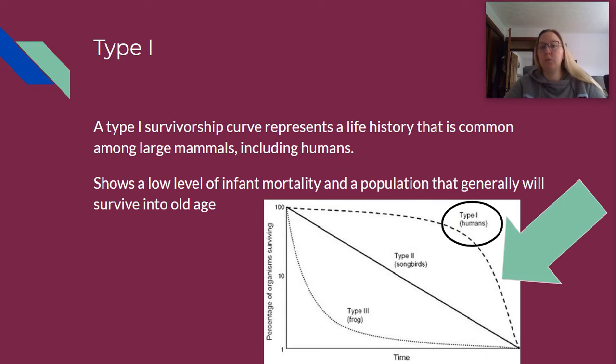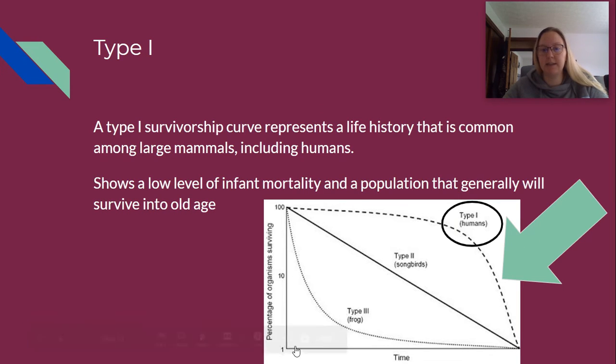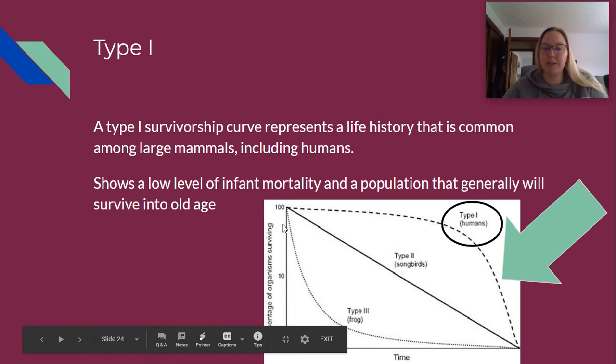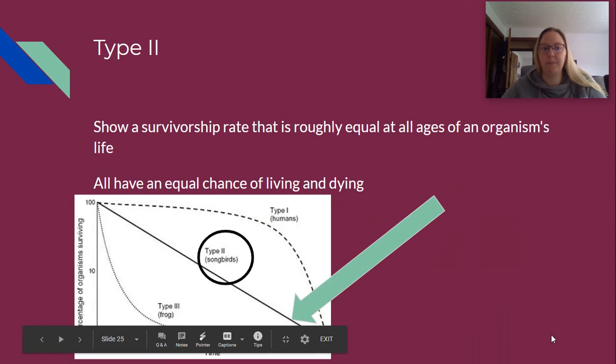Type 1 would be humans. It represents a life history that is common among most large mammals, which does include humans, whales, dolphins, apes, anything like that. It shows a low level of infant mortality or death rate in the population that gradually survives into long age. So this is time. Our x-axis is time. Our y-axis is percentage of organisms that survive at that age. So if we start here, we have a lot that survive until old age when suddenly we drop off.